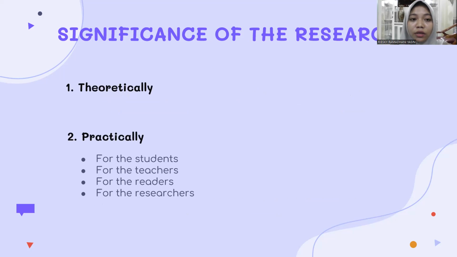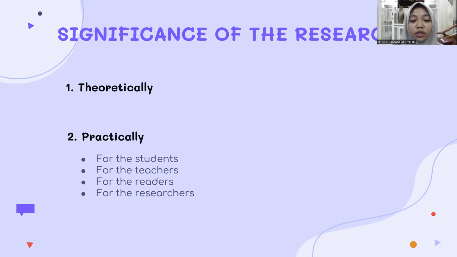The next is significance of the research. The first is theoretically. This research is hoped to give a contribution of knowledge to develop the teaching learning process. It can help to involve the students in the teaching learning process.